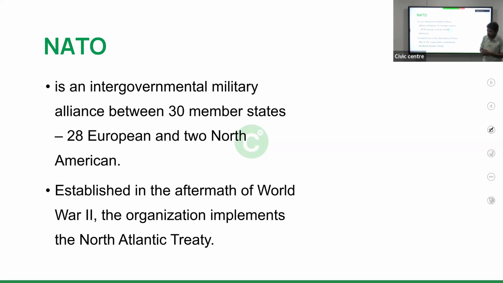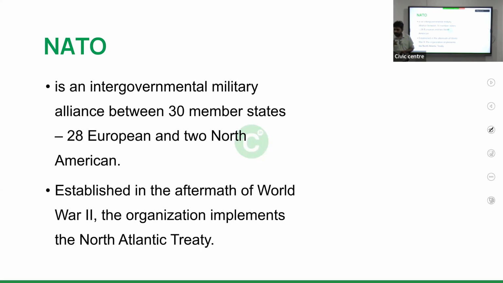Attack on one nation is considered an attack on all nations. The North Atlantic Treaty Organization, which consists of 30 members, is basically for military cooperation. The whole episode of the Russia-Ukraine crisis is a result of Ukraine showing interest to join NATO. Russia is resisting it. Why?